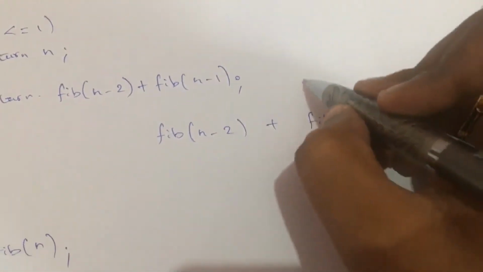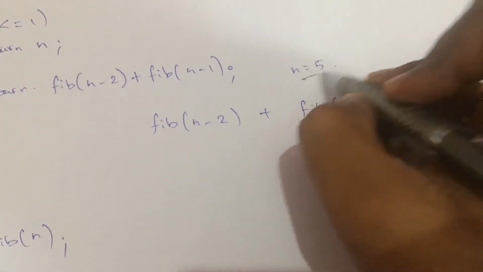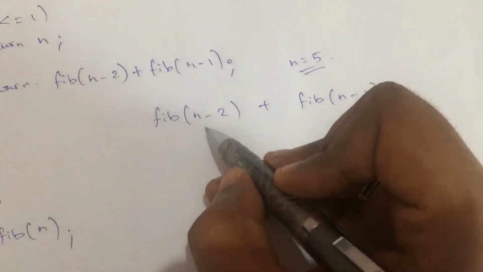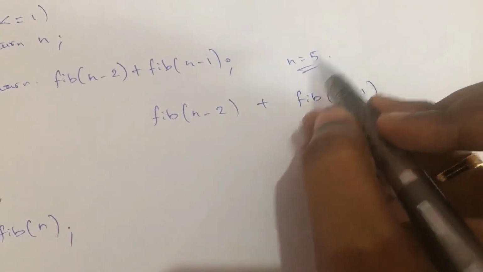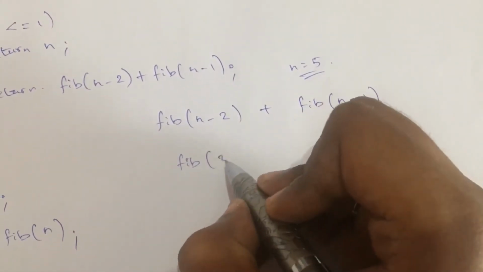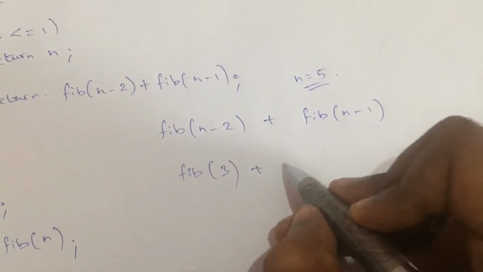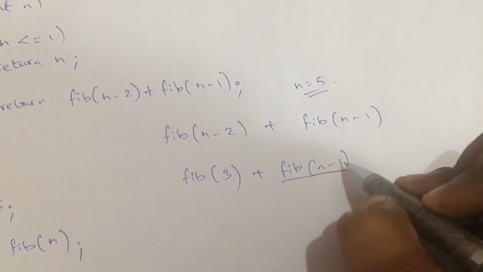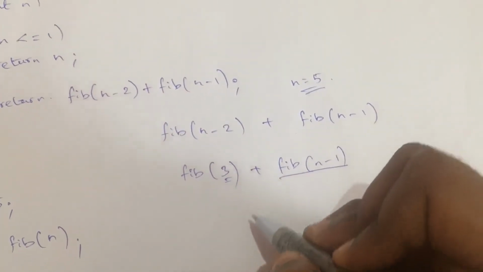Now let's assume that n is equal to 5. First, once I come inside the function, I'll just do n minus 2 at first. So 5 minus 2 will be 3. So I'll be calling fib of 3 plus fib of, this part won't be executed now, so let it be n minus 1 itself. So here the n value is equal to 3.